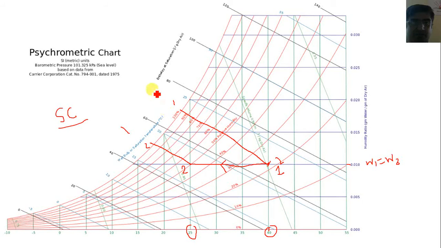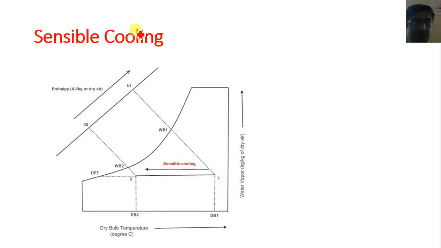And from 1 to 2 the value of specific enthalpy decreases in the case of a sensible cooling process. So that's everything that happens in a sensible cooling process. If you want to draw the sensible cooling separately on this chart, it can be shown by point number 1 to 2, and the whole process from 1 to 2 is known as the sensible cooling process.